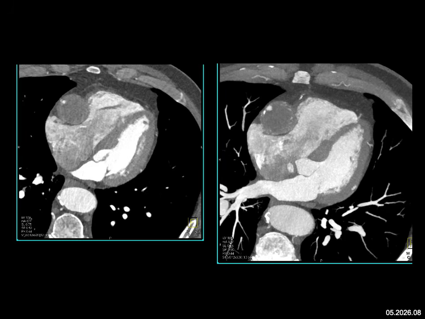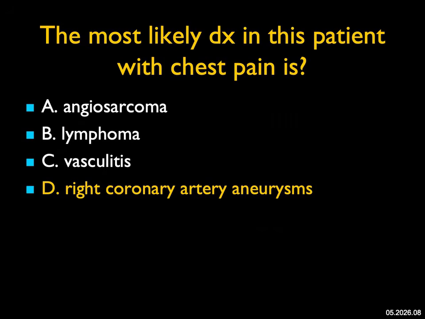Now, it would be, of course, helpful to have all of the images of the entire case, but the most likely diagnosis for this case is a right coronary artery aneurysm. They can be large. They can be asymptomatic and incidental findings. Just a really nice example.